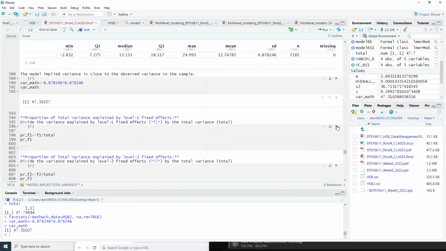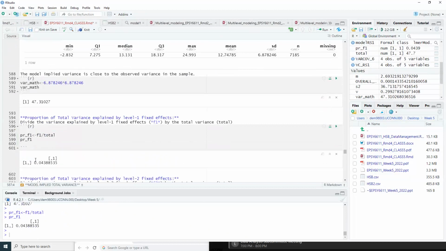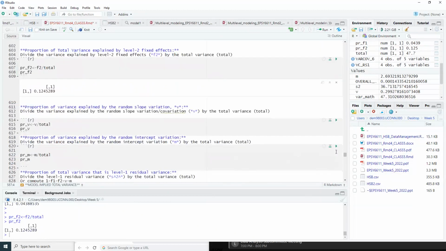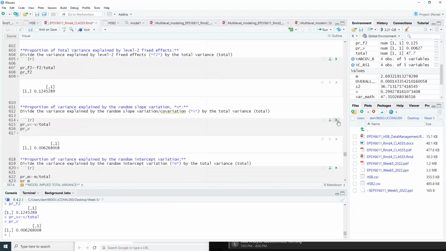So I can say what proportion of the variance is explained by the level 1 fixed effects. It's 0.04. The level 2 fixed effects, 0.12. But here's the thing that is really useful: what proportion of the total variance is explained by the random slope variation and covariation? Because remember, I'm trying to figure out, do I need this slope to randomly vary or not?